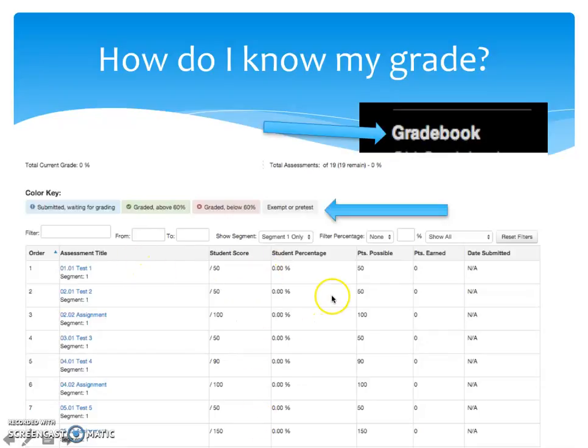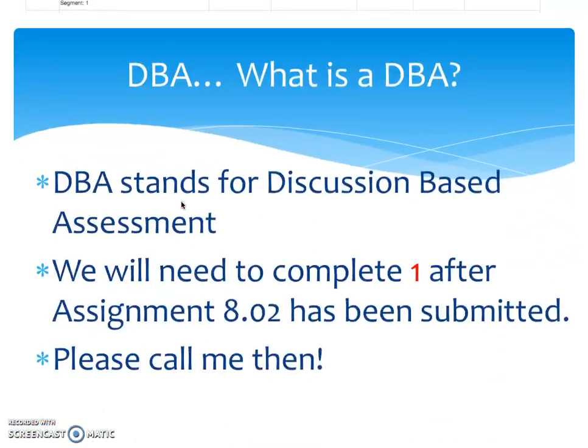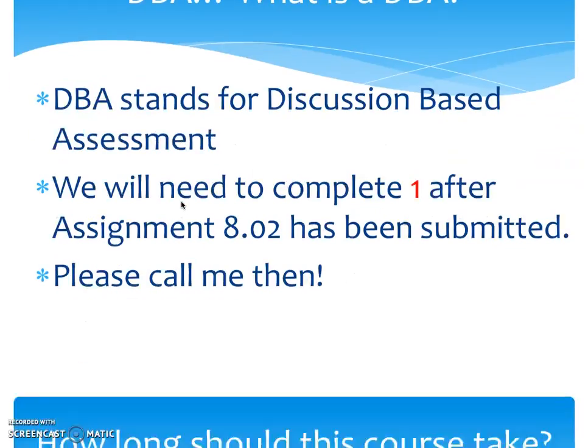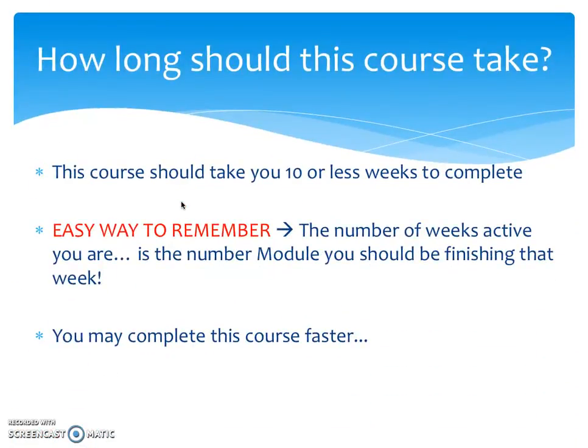So you can know your grade by looking at the gradebook on that main tab, and it lists all of your assignments as well as all of your grades. It's super helpful because they give you a color key at the top, letting you know how you did or what's going on with that assignment. You will have a DBA, and that will be completed after 8.02. You can call me to complete that whenever you're ready. The course should take you 10 or less weeks. We like to pace you around 8 weeks. You can always complete the course faster if you would like.